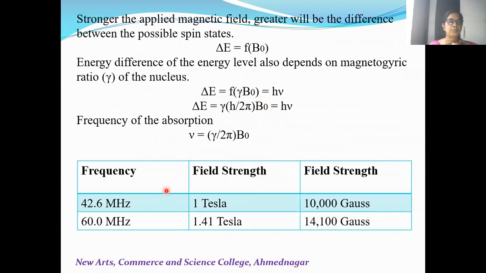Now let us consider the proton. Different field strengths are there. That is, B0 is the same, and the frequency. I have written these values for proton. If the B0 field strength is kept constant at 1 Tesla, the proton will absorb or will precess at the frequency 42.6 megahertz. And if the magnetic field strength is 1.41 Tesla, the absorption frequency or the precessional frequency of that nucleus is 60 megahertz. This means that as I change the strength of the applied magnetic field, the absorption frequency is changing.